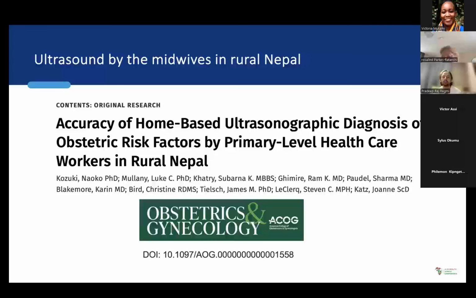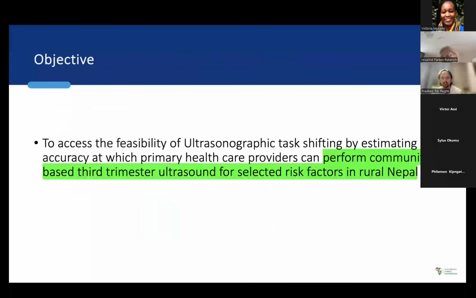There is one interesting study which was done in coordination with our institute in the past, on the accuracy of home-based ultrasonic diagnosis of obstetric risk factors by primary level healthcare workers in rural Nepal. Actually, they did not use AI, but they trained these primary healthcare workers for 2 weeks, and then checked the accuracy of their performance only on the basis of third trimester ultrasound for selected patients.